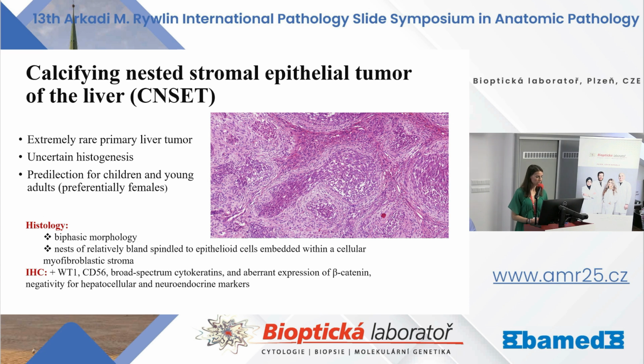Immunohistochemically, our case was also characteristic. It and the published cases had a similar immunophenotype, namely the positivity for WT1, CD56, and broad spectrum cytokeratins. What wasn't observed in our case, but is observed in most published cases, is aberrant expression of beta-catenin. Our case didn't have it, it had only cytoplasmic normal staining for beta-catenin. And also negativity for hepatocellular and neuroendocrine markers is required for this diagnosis, which was also observed in our case.